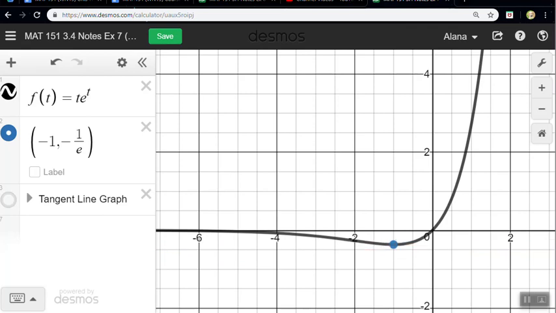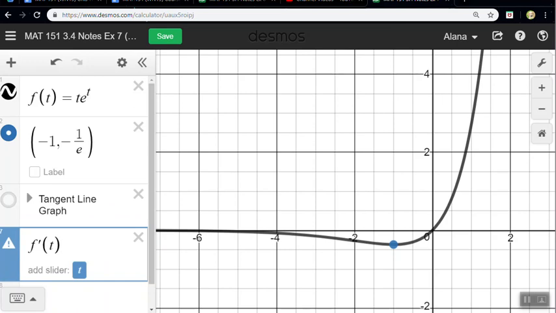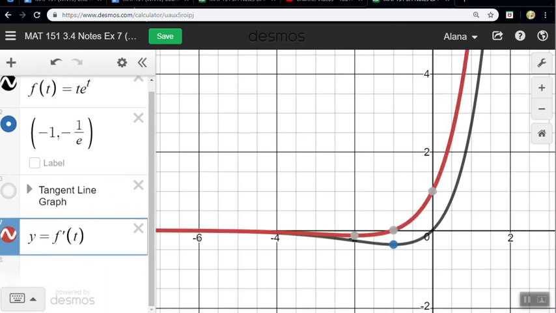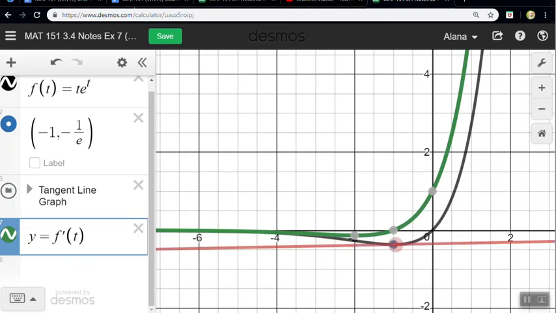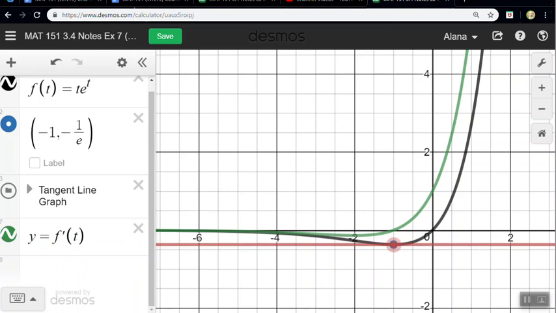In other words, if I graph the derivative, y equals f prime of t, notice that spot right there, -1, has a derivative of 0, and that's why it has a horizontal tangent here. There's the derivative graph. That's why the horizontal tangent right there at -1 is happening, because that derivative is 0 there.